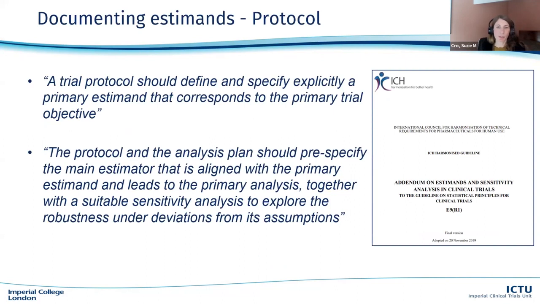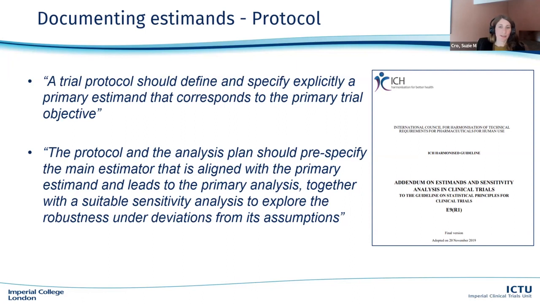Let's first start with what the ICH E9R1 guidelines say about defining estimands in trial protocols. It specifically states that a trial protocol should define and specify explicitly a primary estimand that corresponds to the primary trial objective, and that the protocol and the analysis plan should pre-specify the main estimator that is aligned with the primary estimand and that leads to the primary analysis, together with a suitable sensitivity analysis to explore the robustness to deviations from its assumptions.